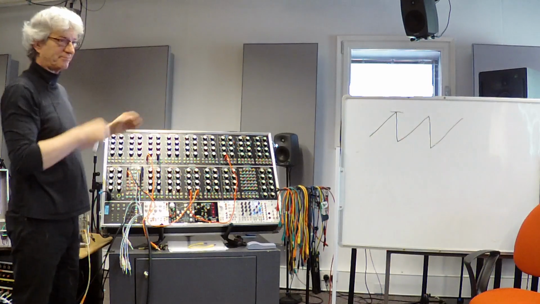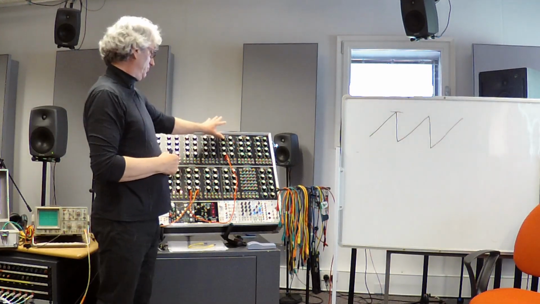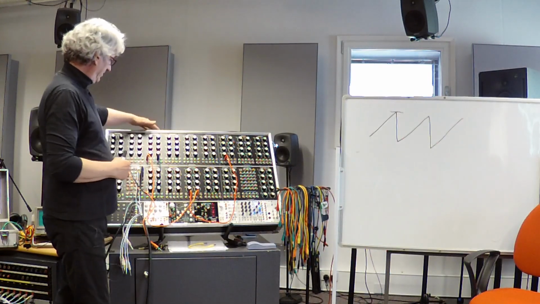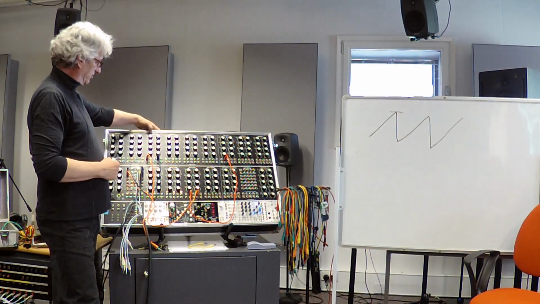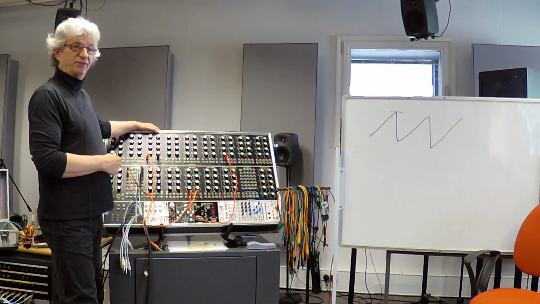Okay. So the sawtooth output of this oscillator you would typically like to use with a resonant filter. There is a filter here, which is a so-called 24 dB filter, which is a quite traditional filter.